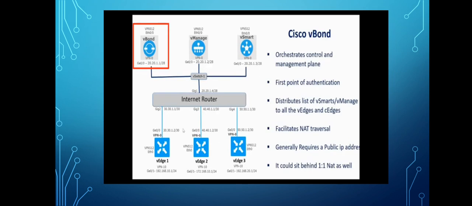So what exactly is vBond and how does it work? It's something which takes care of the control and management plane. It's the first point of authentication. It has the list of vSmart and vManage. It takes care of NAT. It generally requires a public IP. It could sit behind 1:1 NAT as well.